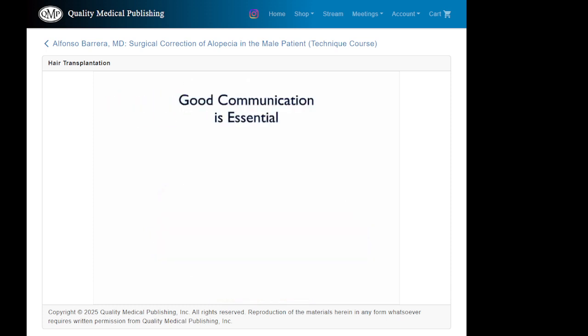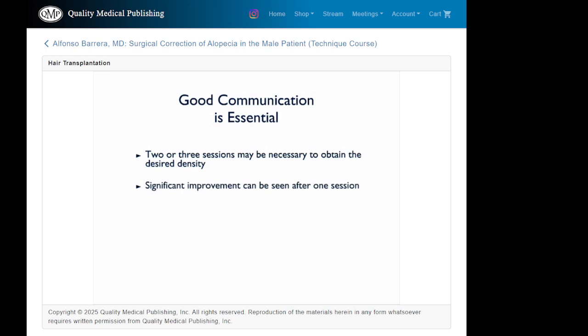Good communication with patients is essential to establish realistic expectations. Patients must be forewarned that 2 or 3 sessions may be necessary to obtain the desired density, assuming there is sufficient donor hair. Often, however, significant improvement is seen after just 1 session and will persist for years even without a repeat procedure.